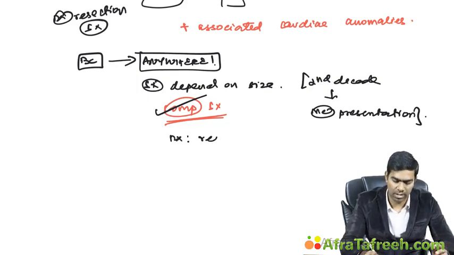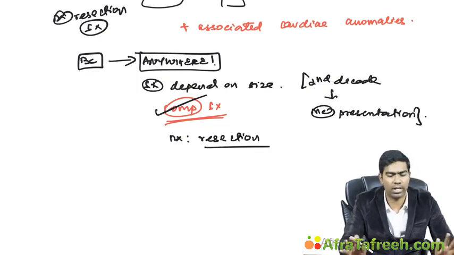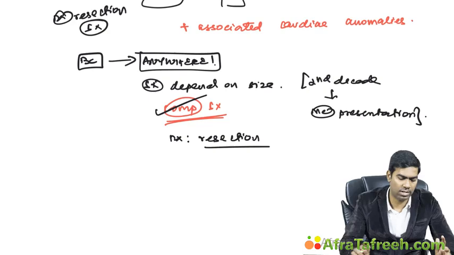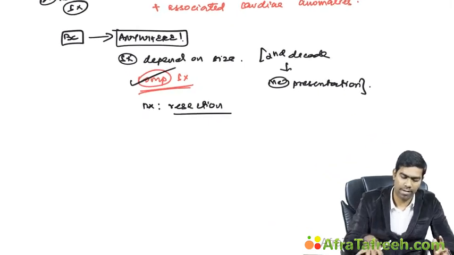And treatment is surgical resection. Almost all cases will be resected because anyway they will enlarge and they are going to definitely compress on the structures and they are going to result in some symptoms. So definitely surgical resection is indicated in bronchogenic cyst.